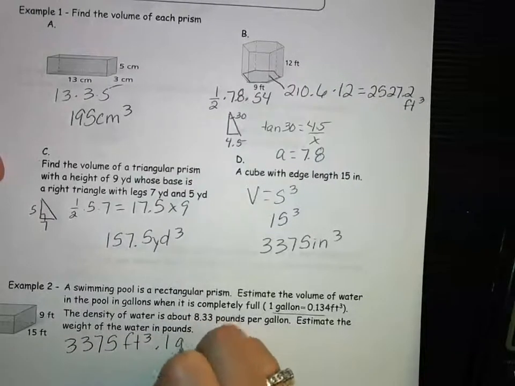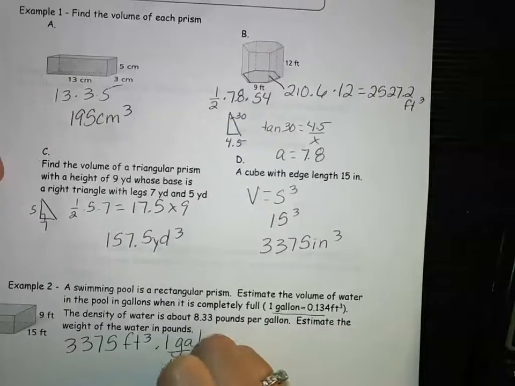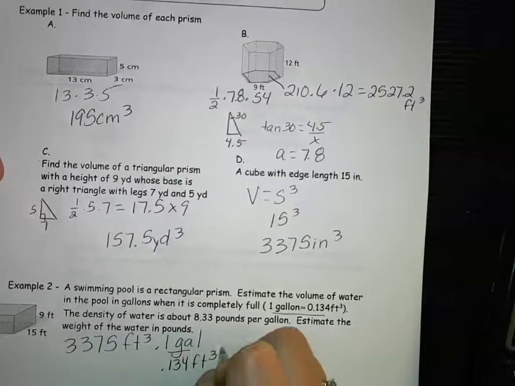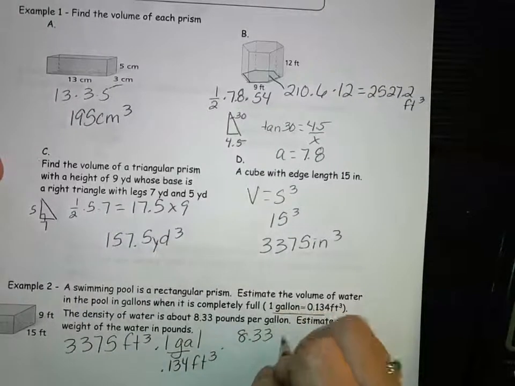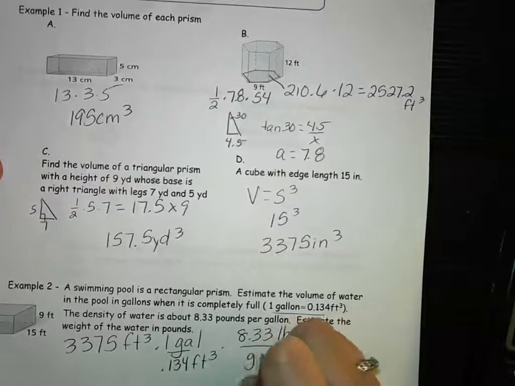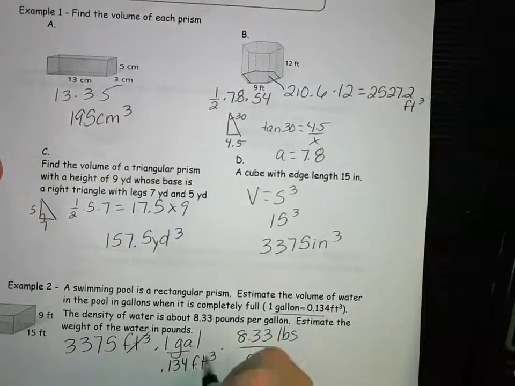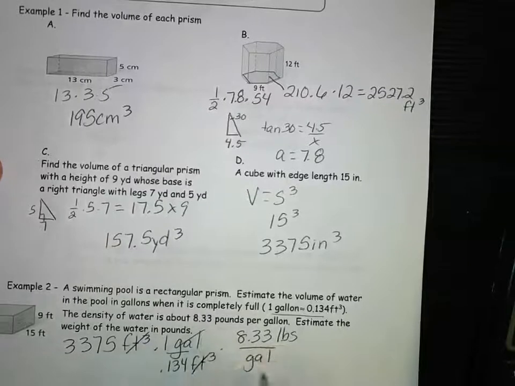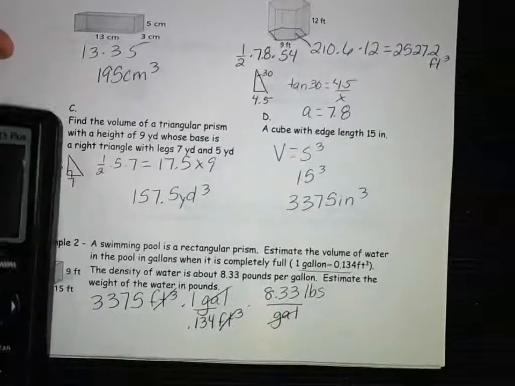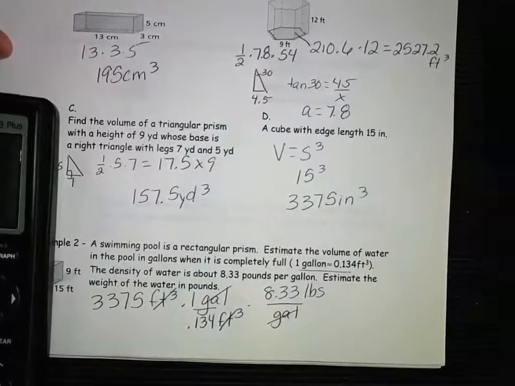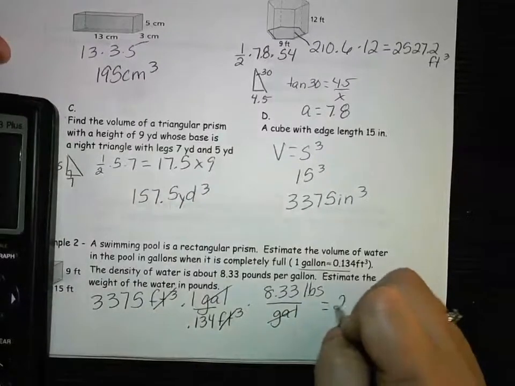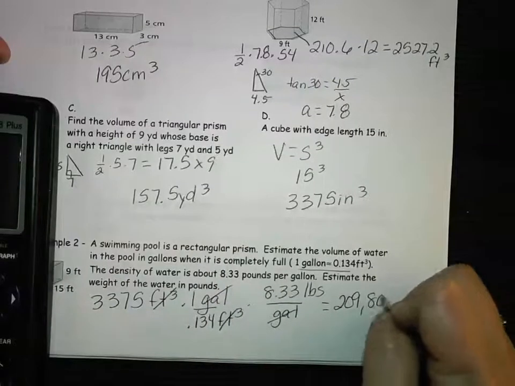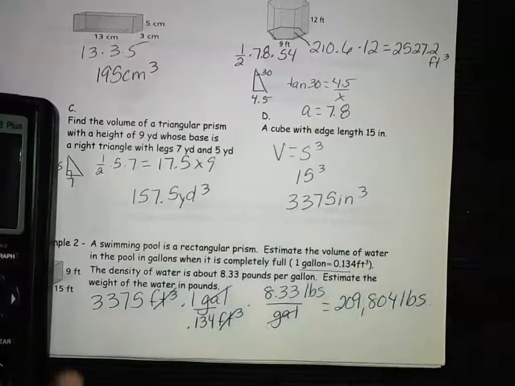1 gallon is 0.134 cubic feet, and then water is 8.33 pounds per gallon. Notice how feet and feet cancel, gallons and gallons cancel, and we have 3,375 times 8.33 divided by 0.134, and that will weigh 209,804 pounds.